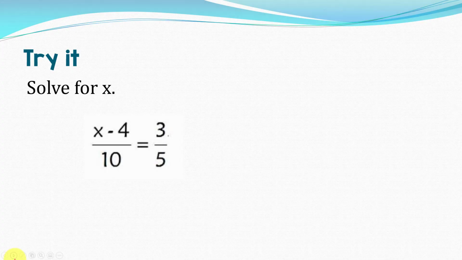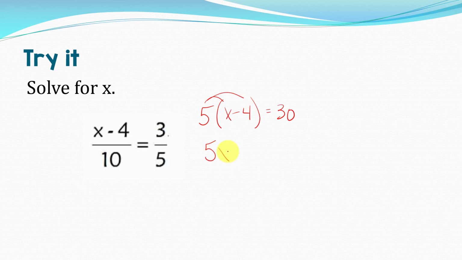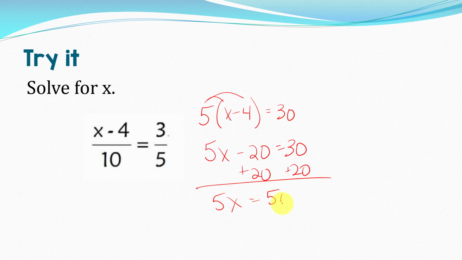And last one. Okay, I'm going to multiply 5 times x minus 4 equals 3 times 10, which is 30. Distribute: 5x minus 20 equals 30. Add 20. 5x equals 50. And x equals 10. So 10 minus 4 would make that 6. 6 over 10 is proportionate to 3 over 5.